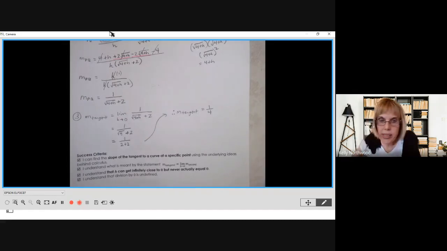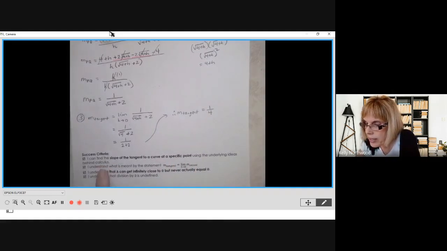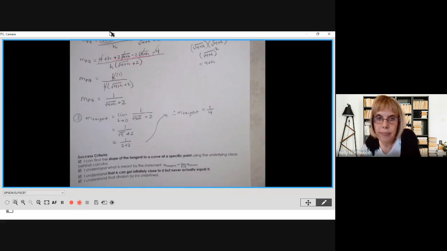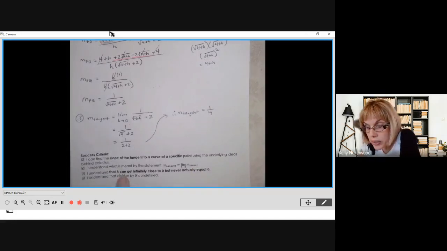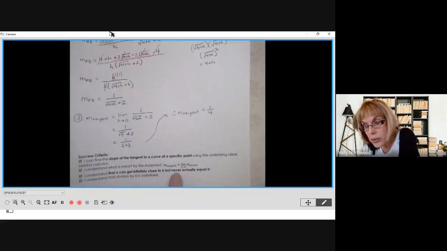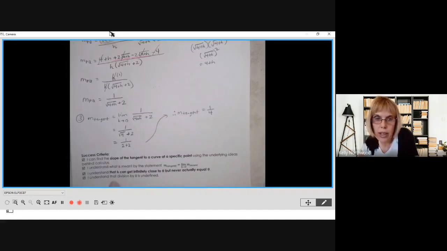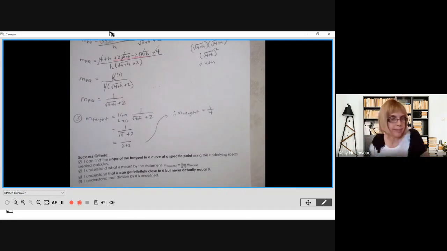So our success criteria for today then are that you can find the slope of the tangent to a curve at a specific point using the underlying ideas behind calculus. Understand what is meant by the statement, slope of the tangent is equal to the limit as h approaches 0 of the slope of the secant. Make sure you understand that h can get infinitely close to 0, but never actually equals 0. And then along with that, you understand that if you divide by 0, it's not defined.